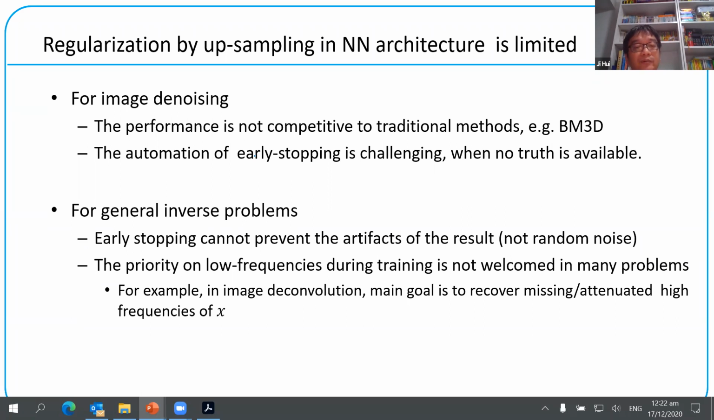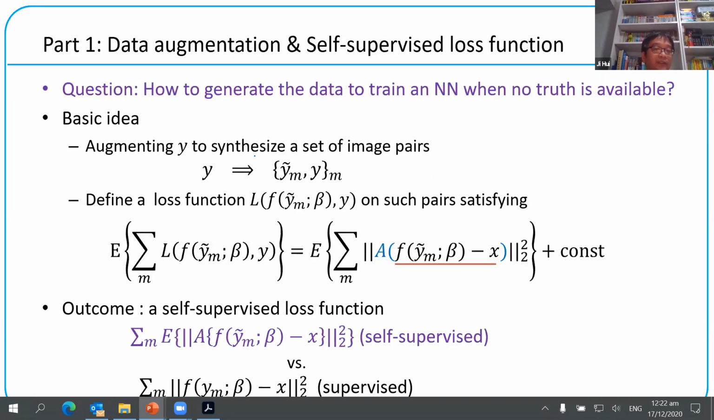If you think about image deconvolution, that is, we are given low frequency information of the image and want to recover the high frequencies. So for image deconvolution, I would prefer to get the high frequency first. But that is not something early stopping can do. So here, I will introduce the first technique.